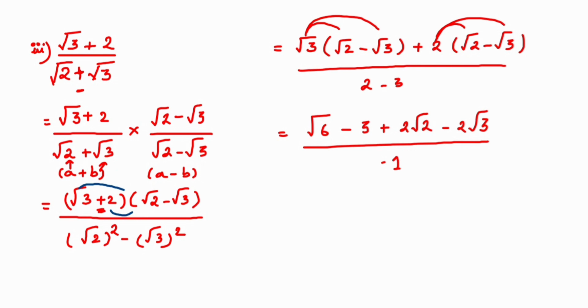Now we're going to solve the like terms here. If you see, we don't have any like terms in the numerator. So it will become root 6 minus 3 plus 2 root 2 minus 2 root 3 upon minus 1. That's it. We cannot solve further. So this is how it goes.